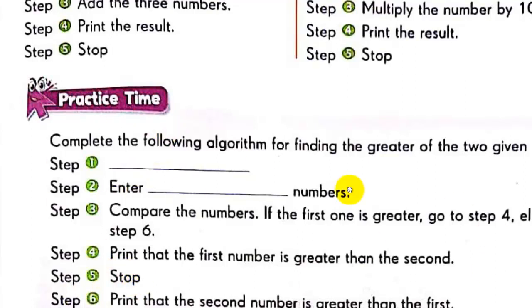In the practice time, you can do this at home. So complete the following algorithm for finding the greater of the two numbers, the greater of the given two numbers. Given two numbers will be given. So given means what? We have to enter the two numbers. When your first step says that.